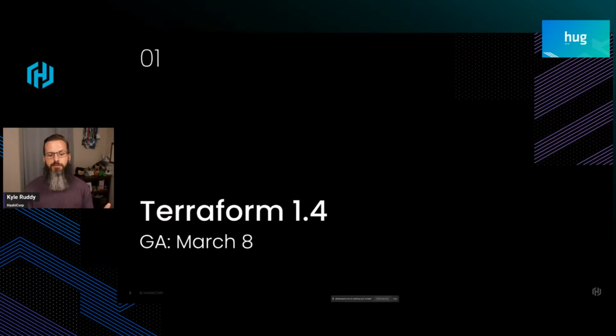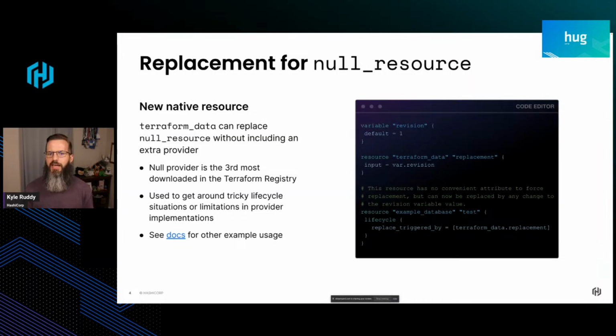All right, so Terraform 1.4. This is probably the one that you know and love the most. This was released back on March 8th. It probably wasn't as big of a release as a lot of people had been expecting, but it is important for several different reasons. The first of which is we have added a new native resource built into Terraform itself, into the underlying language, that can now take the place of the null resource. This is going by the name of Terraform Data.